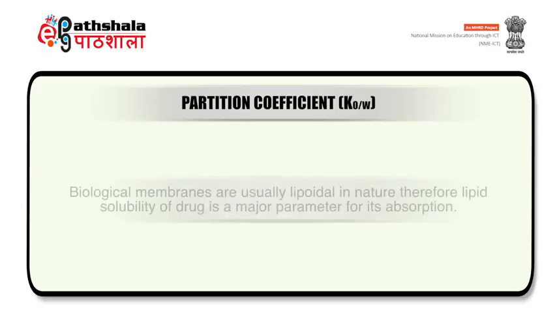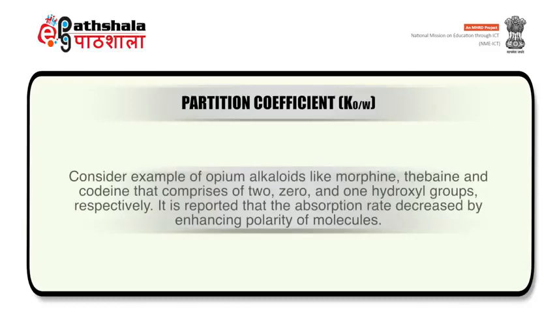Partition coefficient. Biological membranes are usually lipoidal in nature. Therefore, lipid solubility of a drug is a major parameter for its absorption. Consider the example of opium alkaloids like morphine, thebaine and codeine, which comprise 2, 0 and 1 hydroxyl group respectively. It is reported that the absorption rate decreased by enhancing the polarity of the molecule.